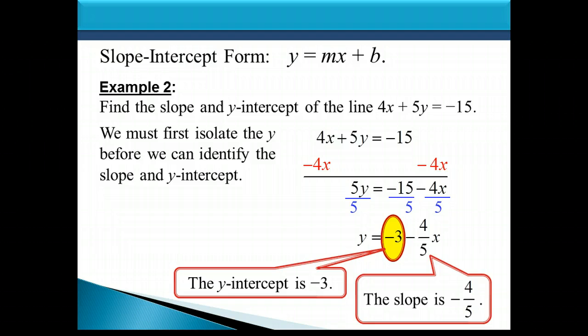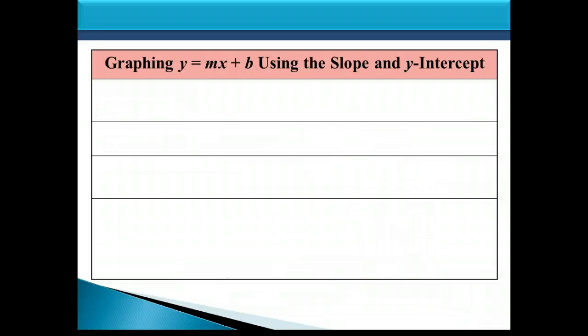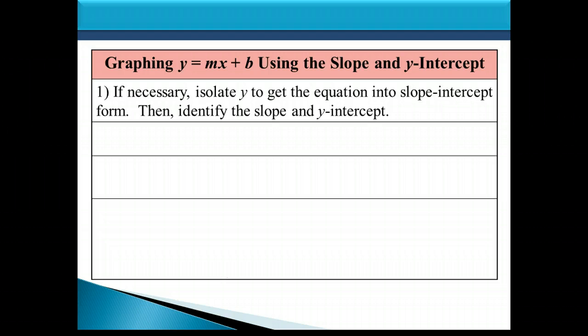The reason why we like to use this form is for graphing purposes, because these two pieces of information are enough to graph a line. So let's look at how we would go about graphing a linear equation using the slope and y-intercept. First, if necessary, isolate the y to get the equation into slope-intercept form. Do this first. Then you'll be able to identify the slope and y-intercept.